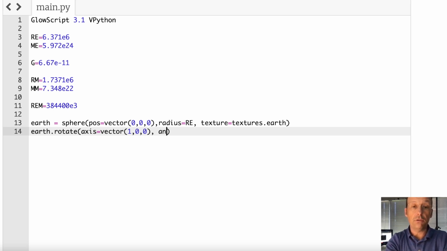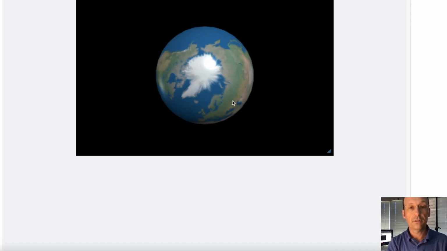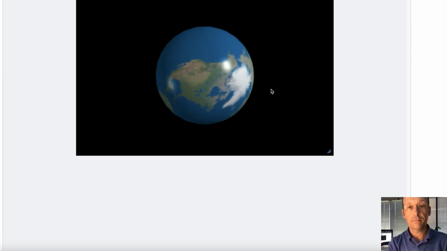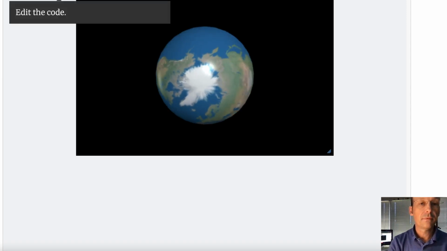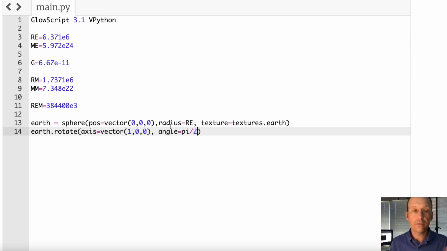And then I need to give an angle. Angle equals, I think it's pi over 2 or negative pi over 2. Let's say pi over 2. I can't remember which way it rotates. So let's see what happens now. So there, now I've rotated it. Now we're looking at it from the North Pole. Yeah, that's the North Pole. Okay, so now I have the Earth.